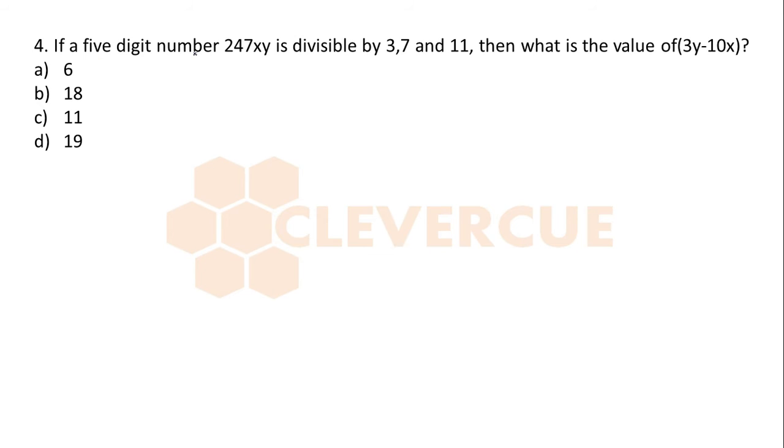Now if a 5-digit number 247xy is divisible by 3, 7 and 11, then what is the value of 3y minus 10x? See, if the number should be divisible by all these three numbers 3, 7 and 11, then this number has to be divisible by the LCM of these, that is the LCM of 3, 7 and 11. LCM of 3, 7 and 11 is, see here, 3 into 7 is 21 and 21 into 11 is 231. We have straight away multiplied these three numbers because these are prime numbers.